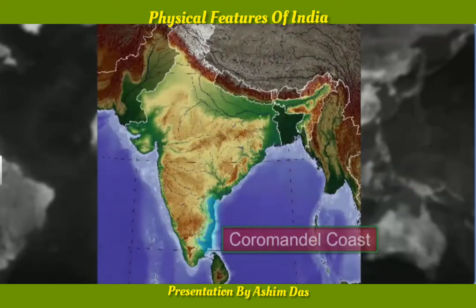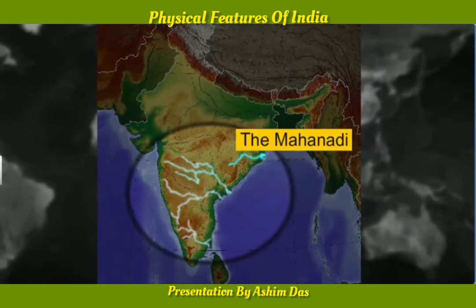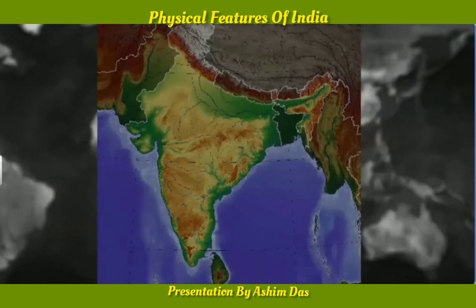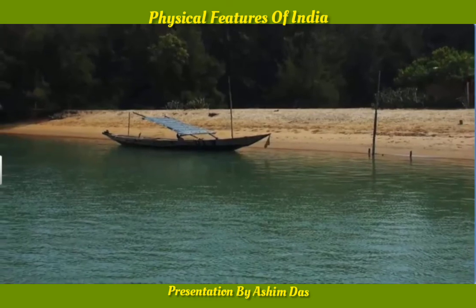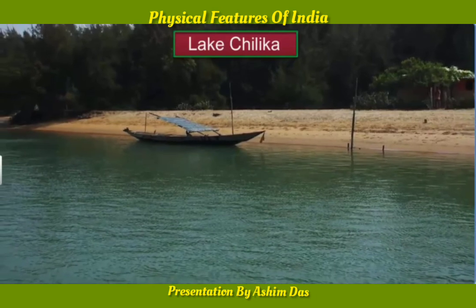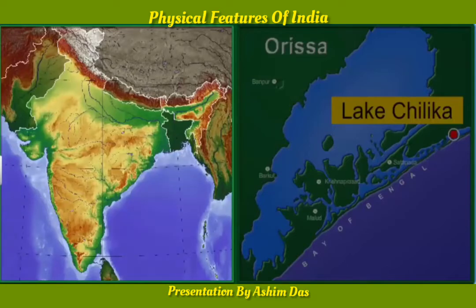Let's take a look at the water bodies in this coast. You can see some large rivers such as the Mahanadi, the Godavari, the Krishna and the Kaveri. These rivers have formed a wide delta on the coast. The other important water body along the eastern coast is the Lake Chilika. This lake is said to be the largest saltwater lake in India. It is located in Orissa, to the south of the Mahanadi Delta.